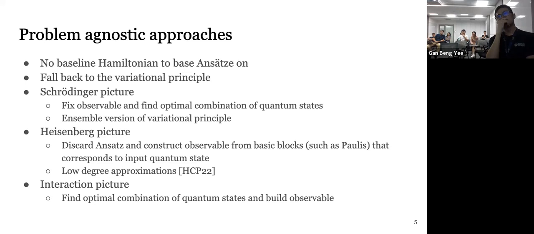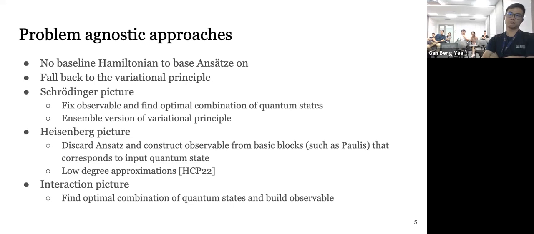The first inspiration is the Schrödinger picture. This is where you fix the observable, and then you find the optimal combination of quantum states. This is basically the ensemble version of the variational principle. The other idea is the Heisenberg picture, which would involve the observable. But in this case, we discard the ansatz altogether and construct the observable from basic blocks such as Paulis.